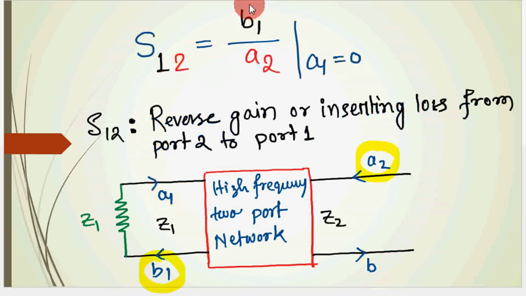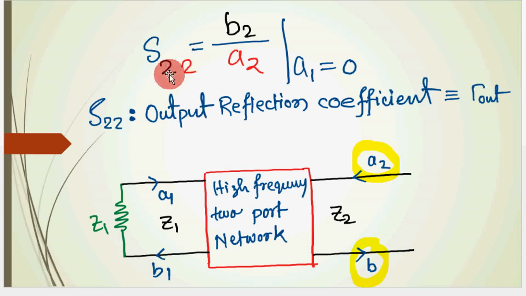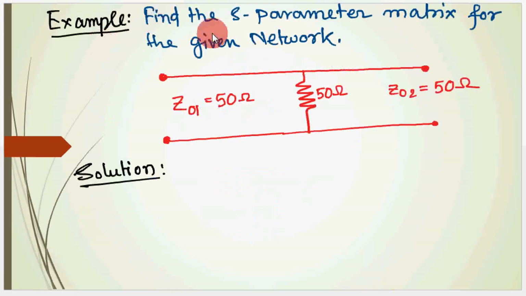Now S12 is B1 by A2, the reverse gain or the insertion loss from port 2 to port 1, by making A1 0. So terminate this port by Z1, then A1 is 0. Now S22 is B2 by A2, the output reflection coefficient at the output port, with the condition A1 is 0, so A1 is 0 by terminating this port by Z1. So let us see one example.